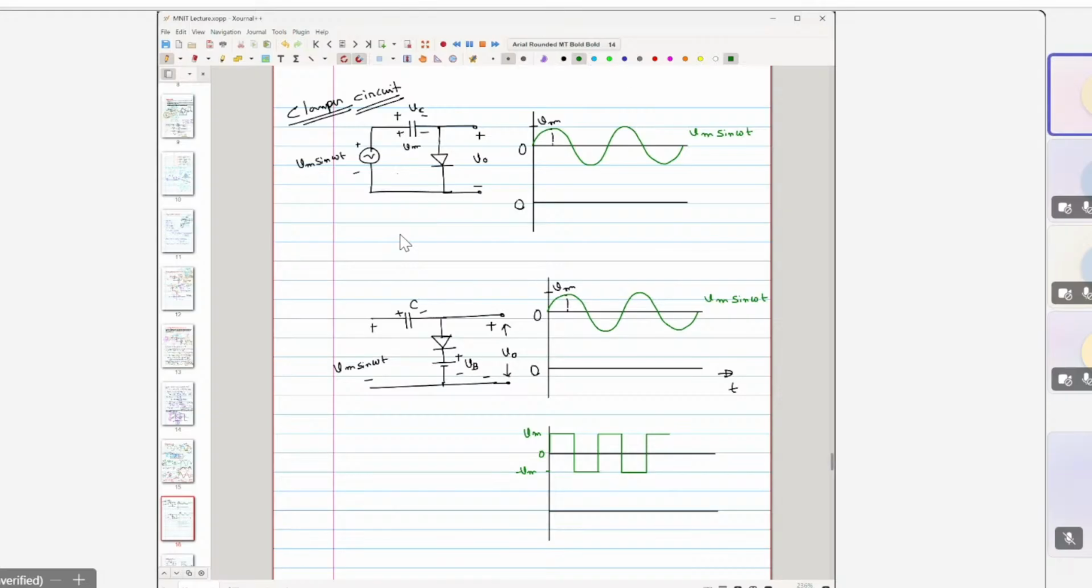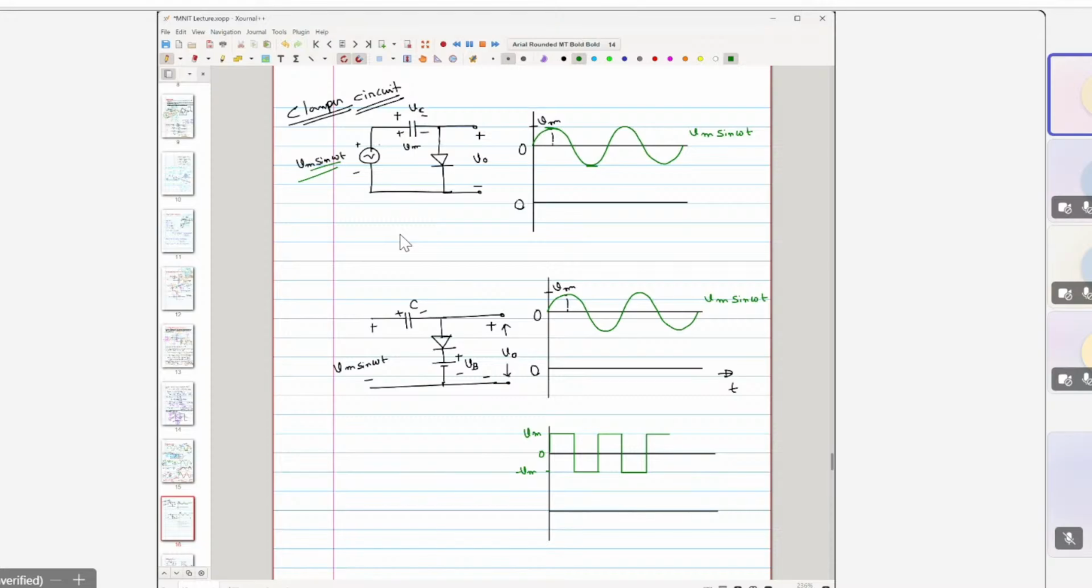So let us try to understand how the circuit operates and how it can shape the given input signal. Here this is the input signal, which is given as Vm sine of omega t. So the peak amplitude is Vm, right? Now there is a capacitor connected like this and a diode like this.